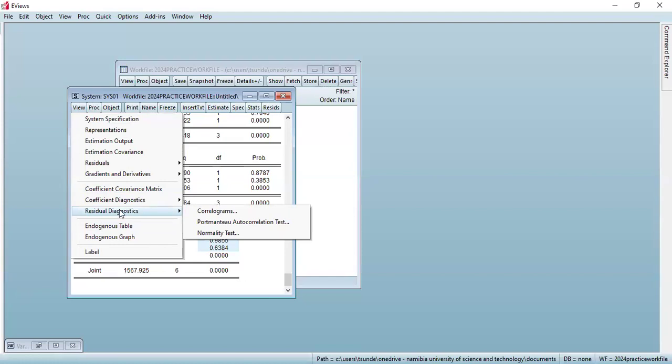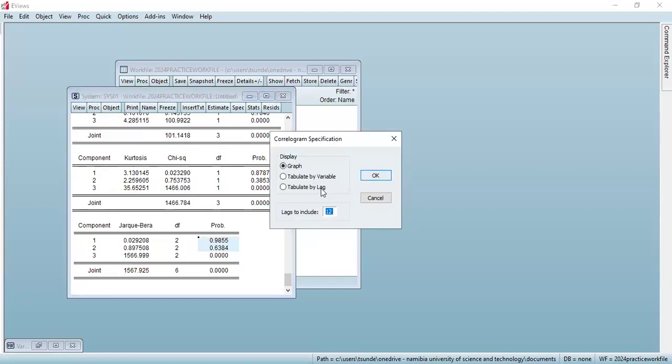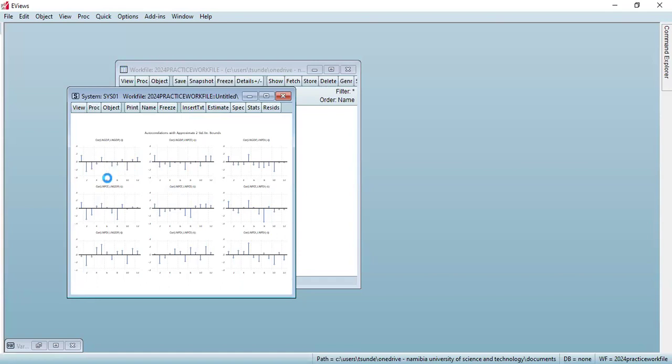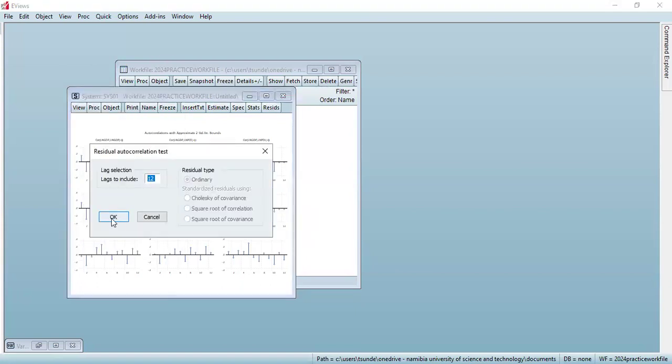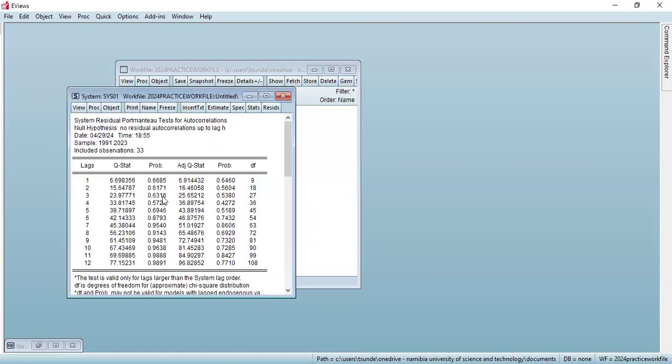Then you can also do the correlogram test for autocorrelation. Let's see the way it's appearing. I didn't teach you this. Yes, this is an autocorrelation test. And the null hypothesis is no residual autocorrelation up to H lag, and the number of lags given are 12 here. And all the probabilities are greater than 5%.